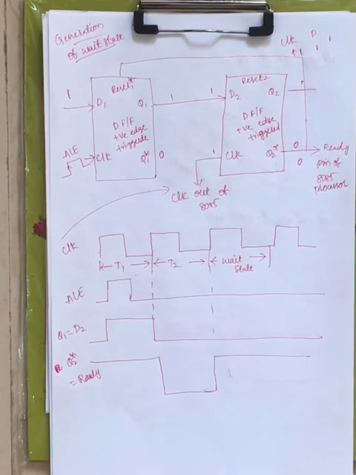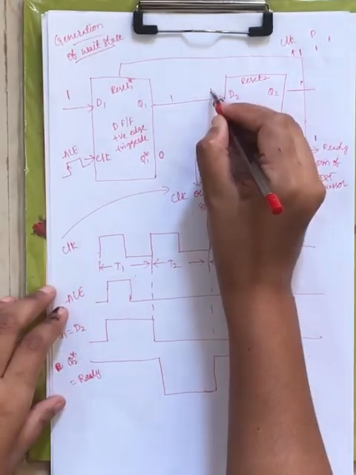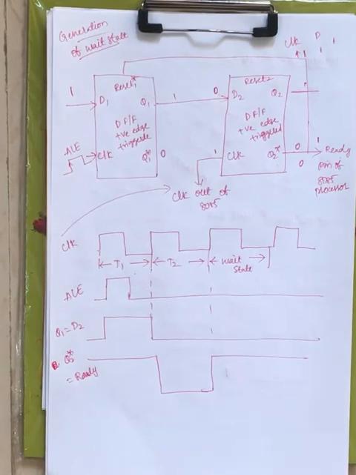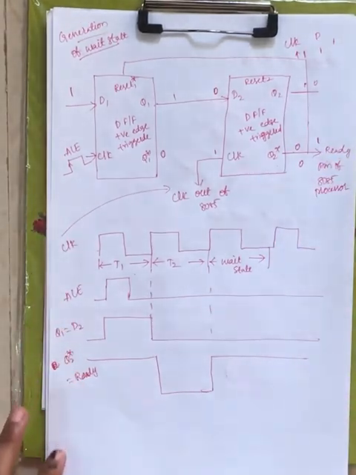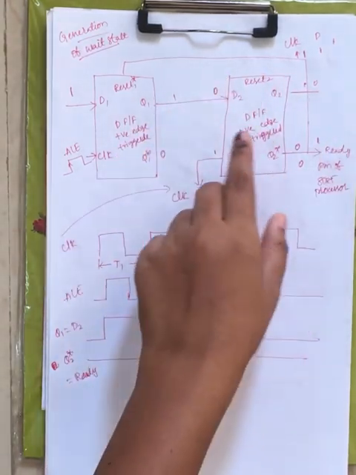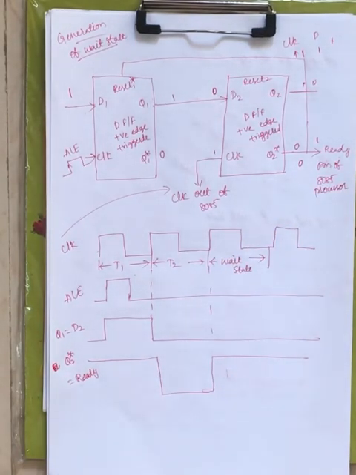Now, in order to get this as 1, D2 should be 0. When the clock signal is 1 and D is 0, this will be 0 and this will be 1. We have to make this Q1 as 0 in order to make Q2 as 1. When it is 1, it is directly given to the ready pin of the 8085 microprocessor. That indicates the external peripheral is ready for data transfer. This is how to generate a wait state.